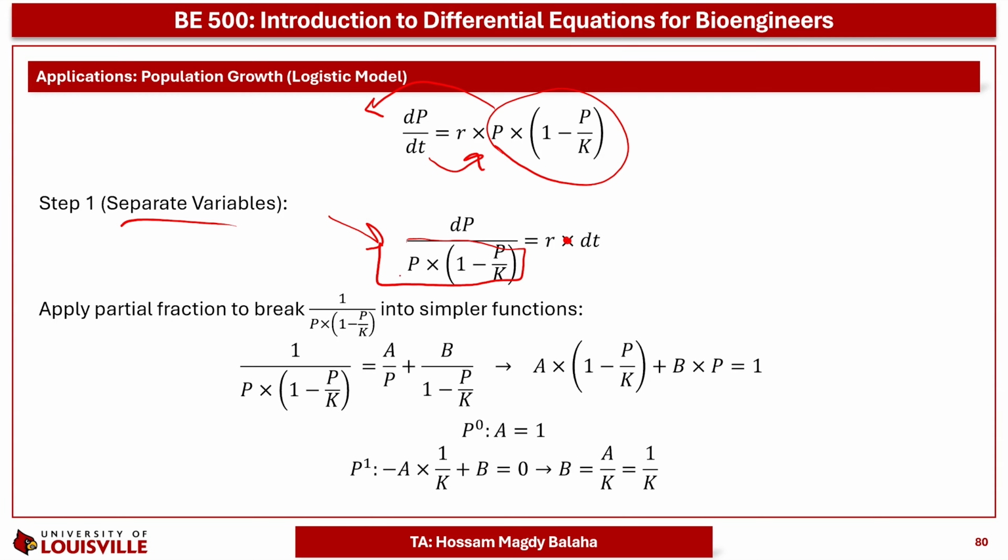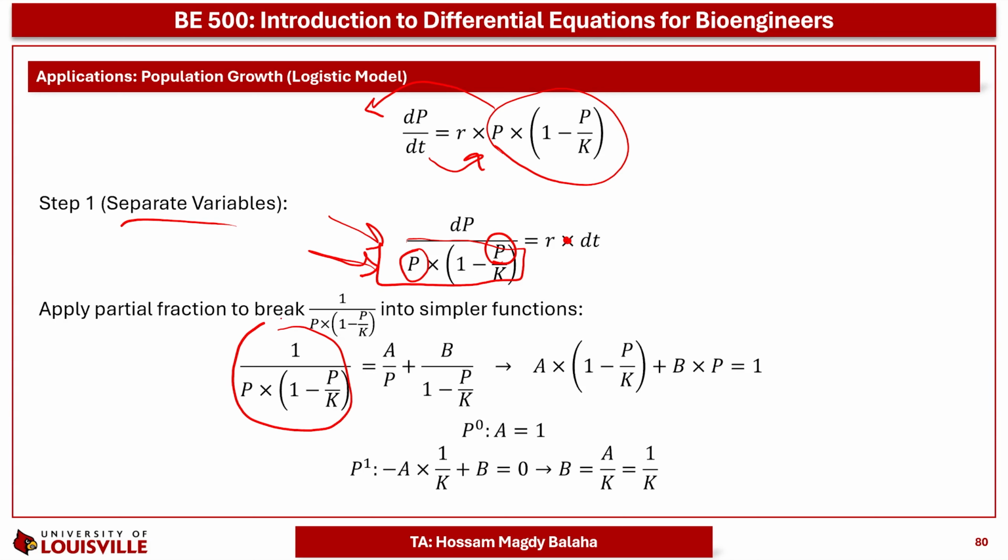To be able to solve this part, we need to apply partial fraction, because we will gain b squared here. So it's better to apply partial fraction to make it simpler, so we can apply integration after that. So how to apply partial fraction? We need to apply partial fraction only to this.